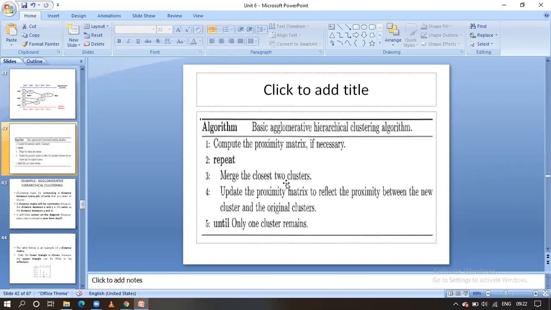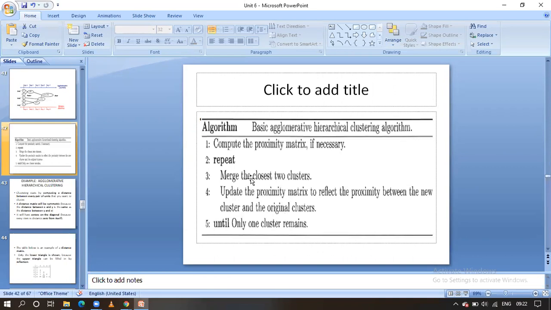That is the thing we are going to follow in the agglomerative hierarchical clustering: merging the closest two clusters. For suppose clusters 3 and 5 have the least distance, we are going to combine them to form one cluster, that is 35. Previously cluster 3 and cluster 5 were there; after merging, we have only one cluster, that is the 35 cluster. We are going to update the 35 cluster, and the distances also we have to update in the proximity matrix.